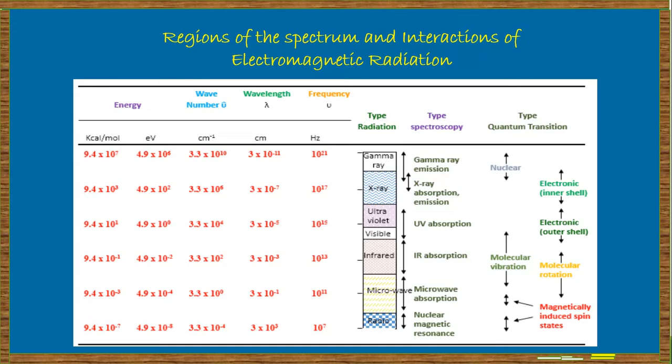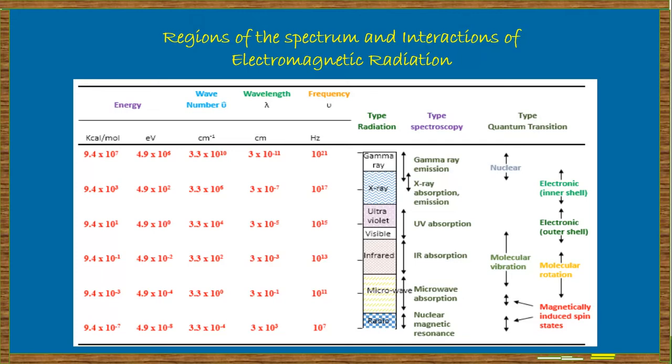And the next lower region is the microwave region. The energy is 9.4 x 10^-3, the wavelength is 3 x 10^-1, and the frequency is 10^11 hertz. This microwave region is very useful in the study of free radicals, and also in ESR, electron spin resonance spectroscopy. This region is very useful to know about unpaired electron systems in the molecule.